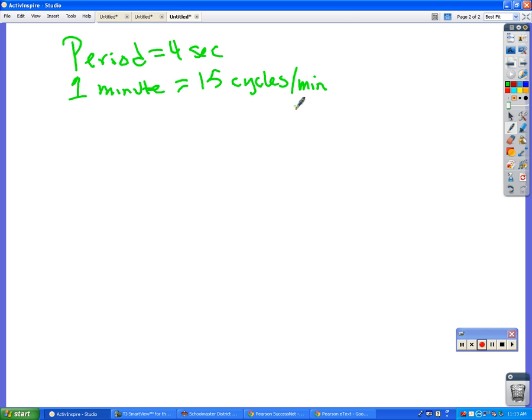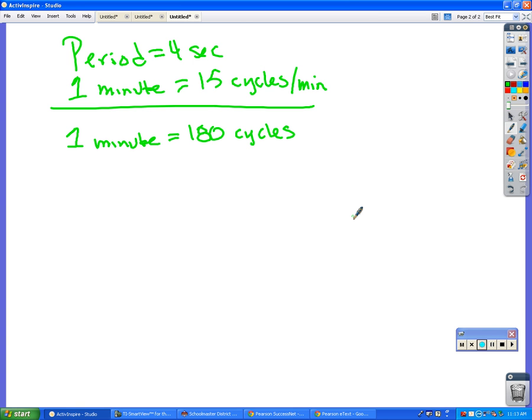So now we're going to go the other way. Now we're going to say in 1 minute, it repeats itself 180 times. So you're asked to figure out how long does it take to repeat itself once. You went with 3 because you went 180 divided by 60, but does that work? No, because if it went every 3 seconds, then it would only go 20 times in a minute.